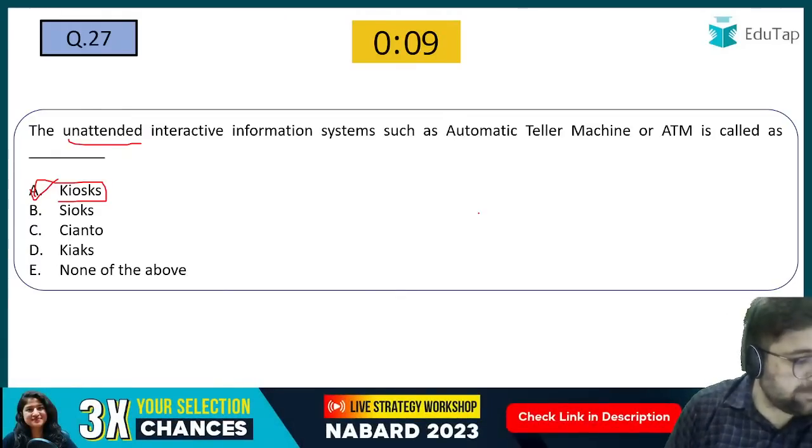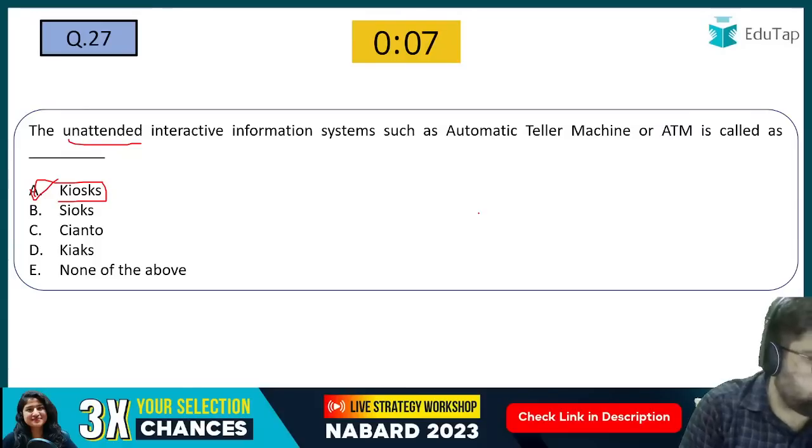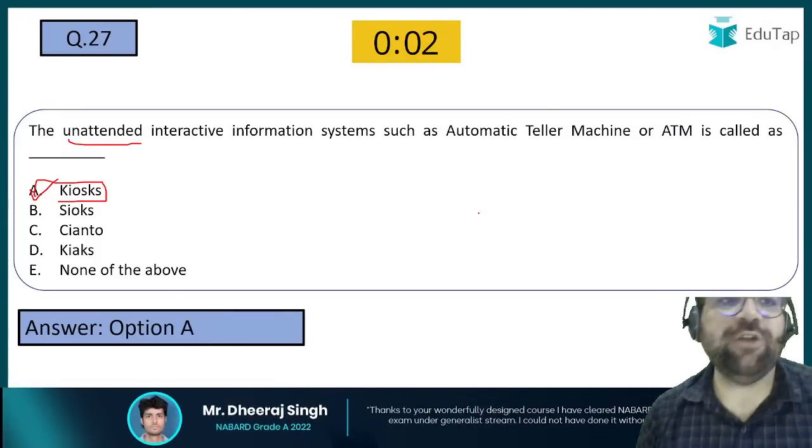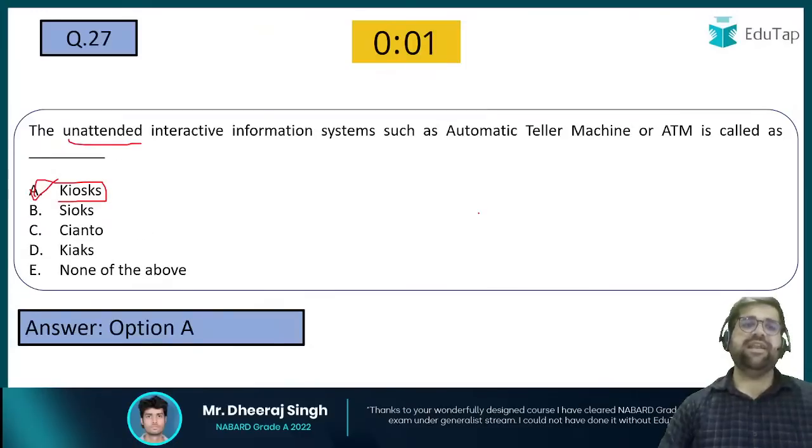Now I can see a debate is happening. Everyone is trying to show off their knowledge. Different other full forms are also coming in. Chalo, question number 27, the right answer was Kiosk.